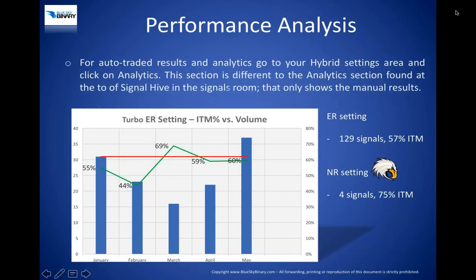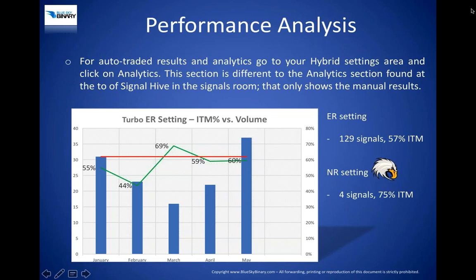Okay, so with that out of the way, let's discuss performance analysis. As I mentioned earlier, you have to go to the hybrid settings area and then click on analytics there. And this section is different to the analytics section you find inside the signals room. All right, that's for manual results. The former is for auto traded results. So we're going to focus on the auto trading side of things today, right? We're not concerned about manual results.